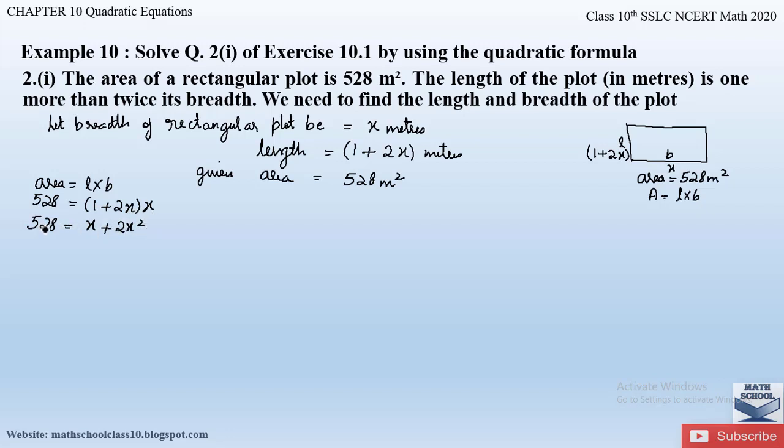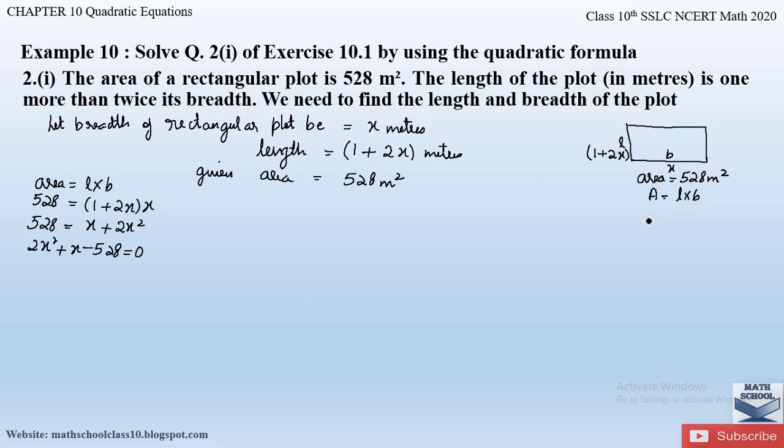So let us send this 528 to the right hand side, and also let us write the higher order degree term first. So 2x square plus x, and 528 goes to the right hand side, we get minus 528 is equal to 0. Now this is the quadratic equation. For this quadratic equation we have to find out the roots by using the quadratic formula.